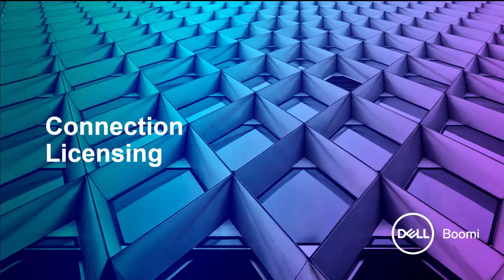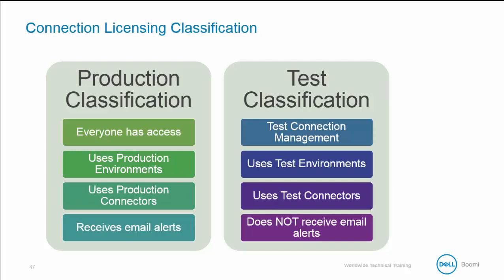We're now going to discuss connection licensing, and this is how non-EDI accounts are charged by Dell Boomi. The two main connector classifications are test and production. Everyone has production access. However, you must have test connection management enabled to have test connectors. Environments are classified as either test or production. This is a user-defined classification.